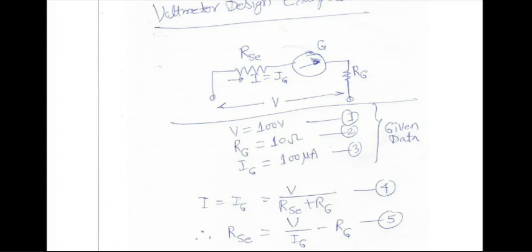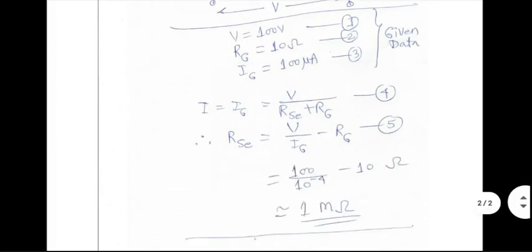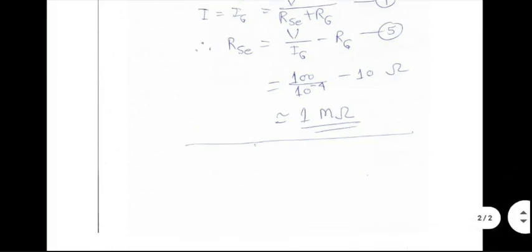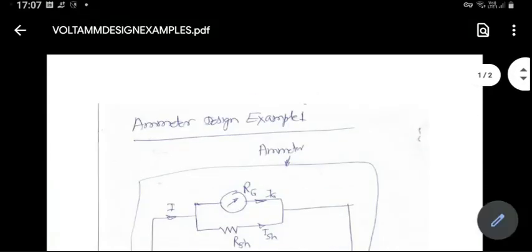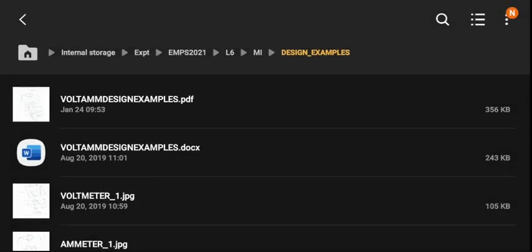Again, it's not that easy to get it accurately. So if necessary, you may go for a series combination of several accurate resistors. Okay. But theory is simple. As far as the design of voltmeter and ammeter is concerned, there's nothing very difficult.